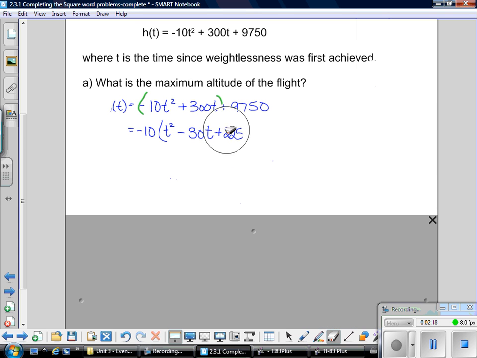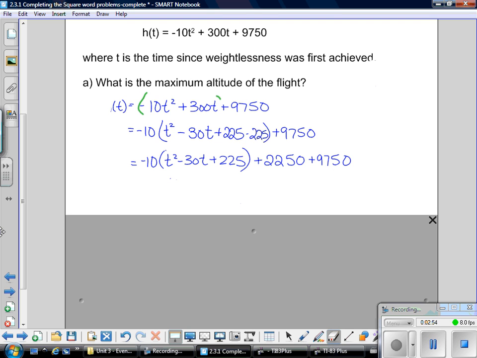So we're going to add 225, but we just can't add something, we also have to subtract it. And we still have our large number at the end. Remember, the first three terms are going to be our perfect square. And then we're left with this negative 225. So we're going to take negative 225 and multiply it by negative 10. So it's going to be a positive 2,250, and we still have our 9,750 number.